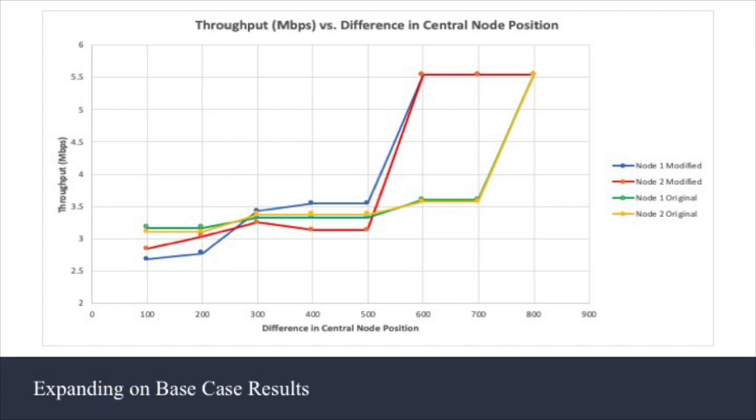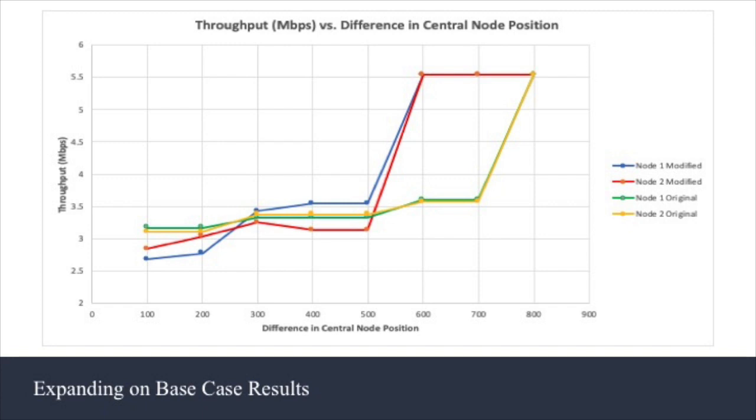What this graphic shows is a measure of throughput in relation to the difference in central node position. Looking at this graph, you can see that the red and blue lines represent the modified protocol performance, whereas green and yellow are for the original protocol. Starting with small differences in central node positions, the senders are closer together, or the instance of the exposed node problem is more severe. You can see that in this case, our modified protocol is performing slightly worse than the original, or at least comparable.